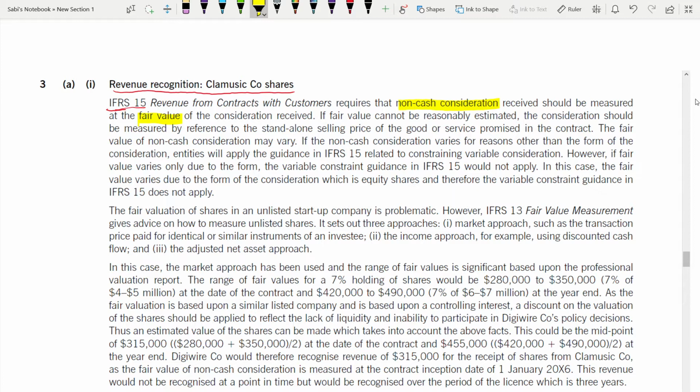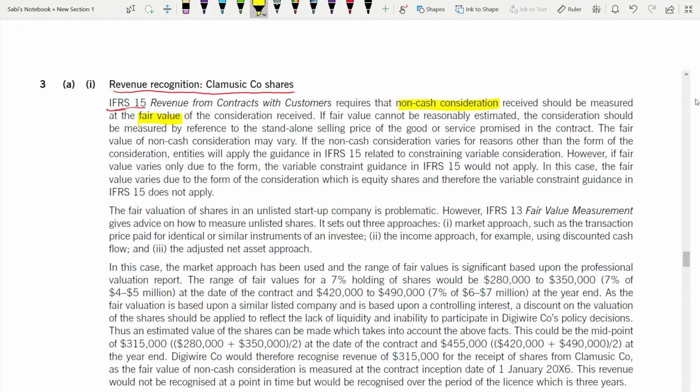Okay. The fair value of non-cash considerations may vary. If the non-cash consideration varies from reasons other than the form of the consideration, entities will apply the guidance in IFRS 15 relating to constraining variable consideration. Okay, make sure you read it and understand it by yourself. After you watch this video again, reread it and see, are you understanding it or not?